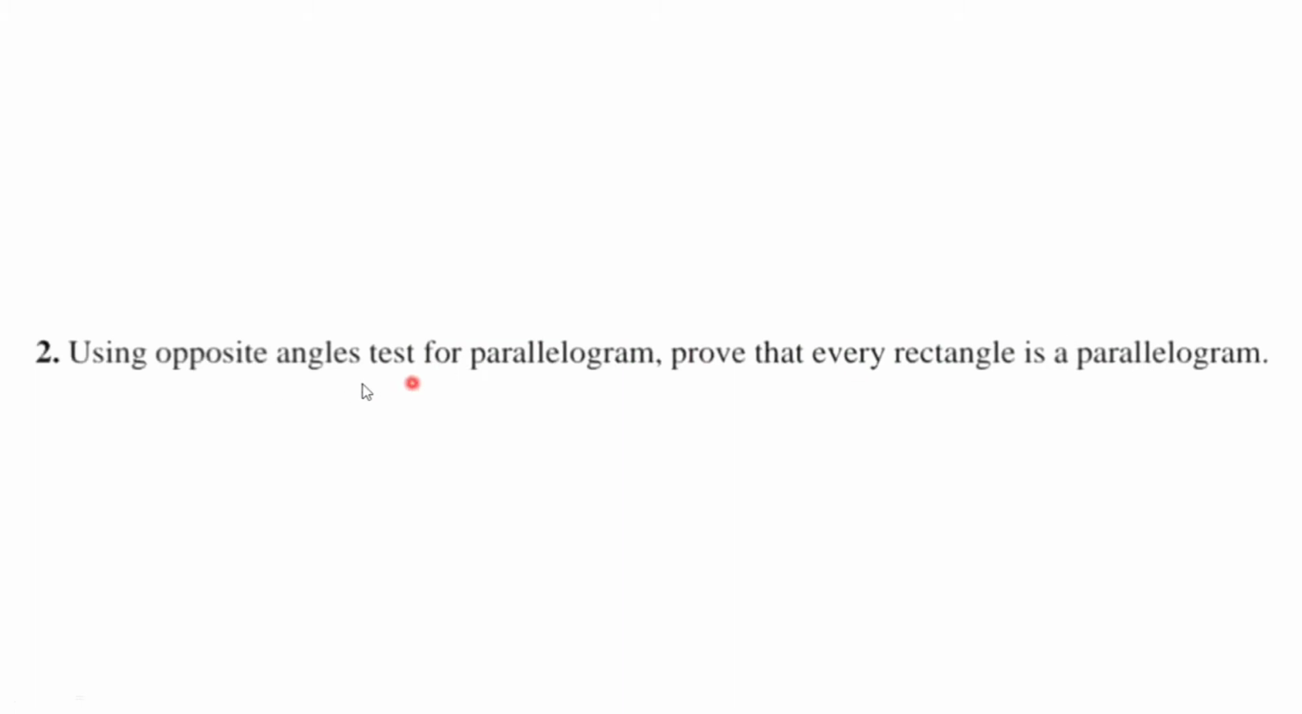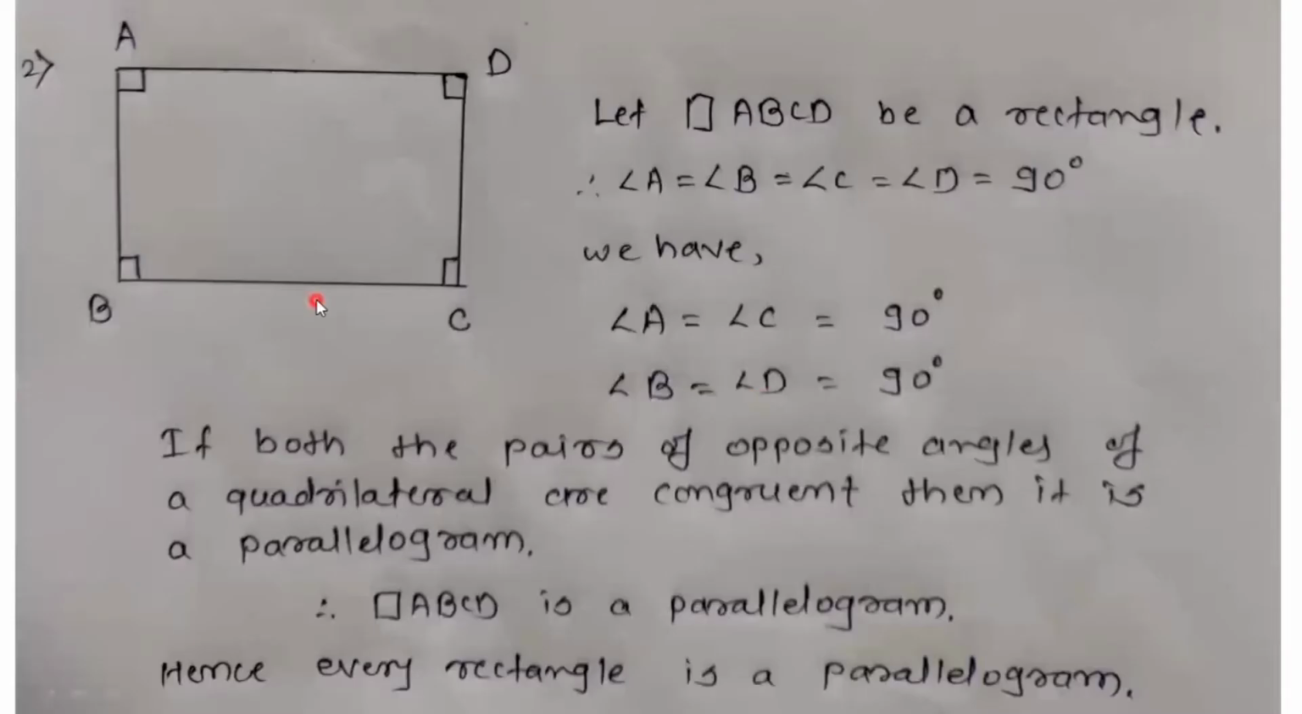Let us consider the next question. Using opposite angles test for parallelogram, prove that every rectangle is a parallelogram. So here we need a diagram. So quadrilateral ABCD is given to be a rectangle and we have to prove that every rectangle is a parallelogram. So now we have to use the properties of opposite angles of a quadrilateral.